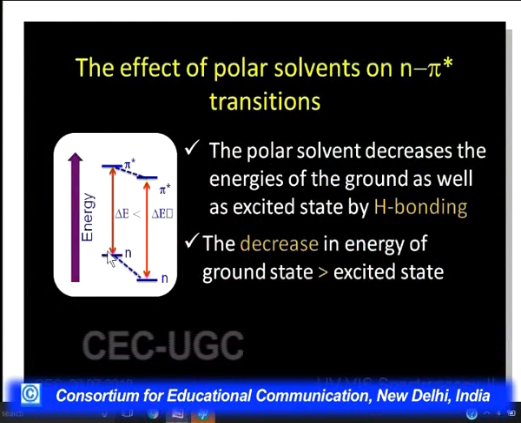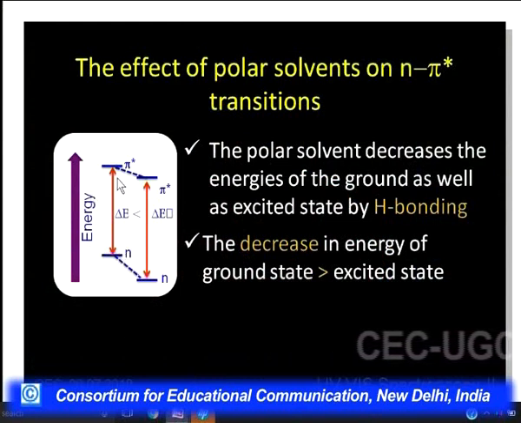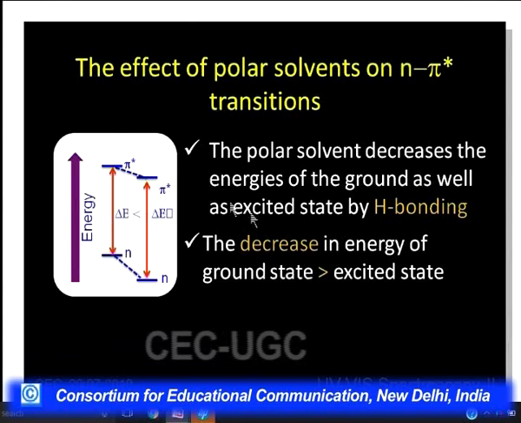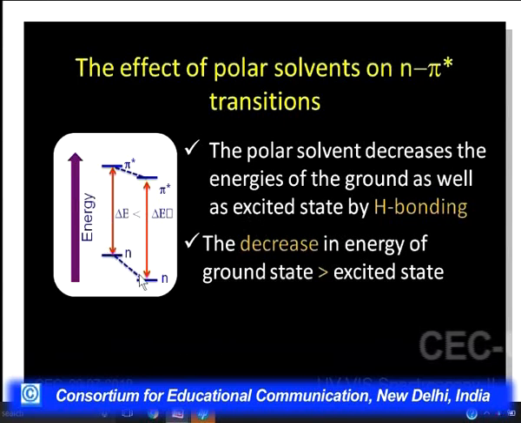So to begin with, I have this transition here. Say this is the n level, n to pi star. Then this is the delta E value. But when you bring in the polar solvent, this n level stabilizes to a great extent because of hydrogen bonding.